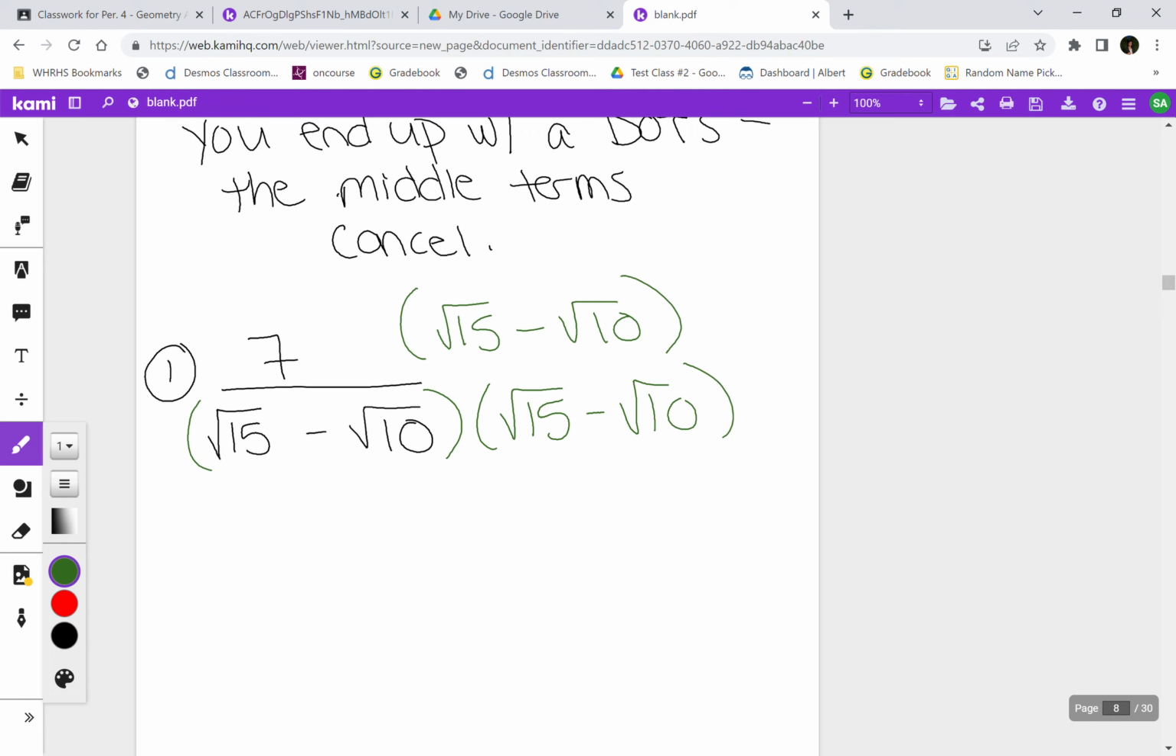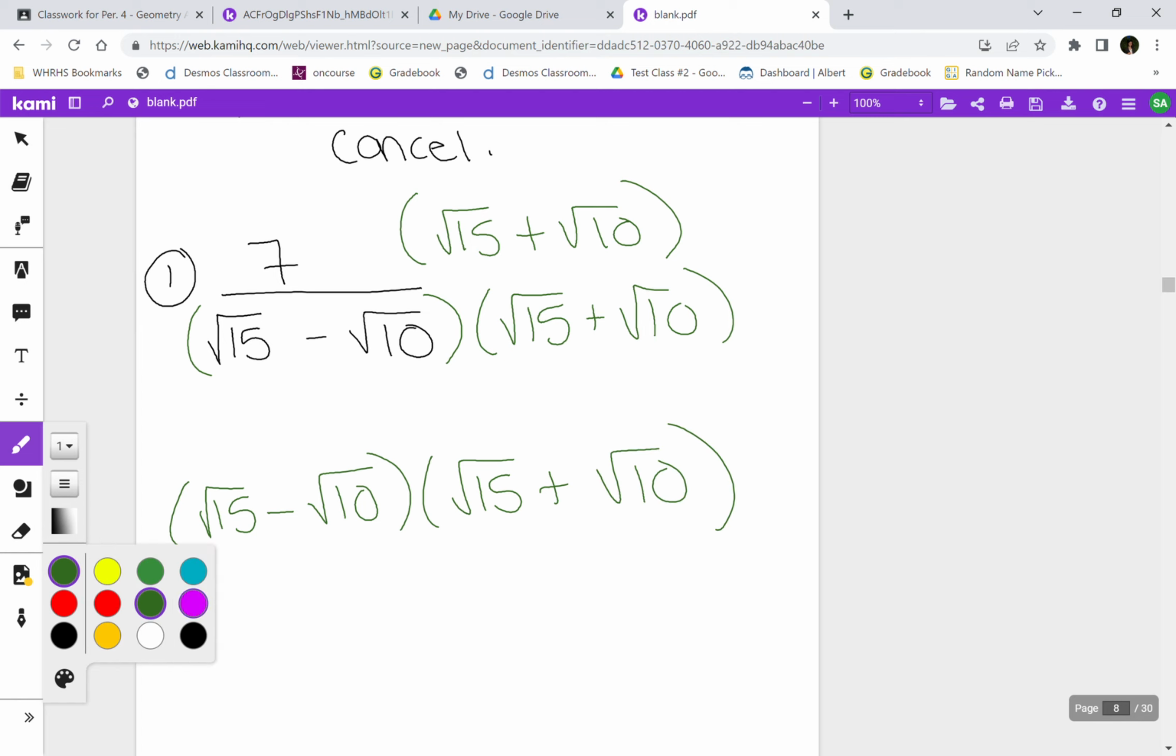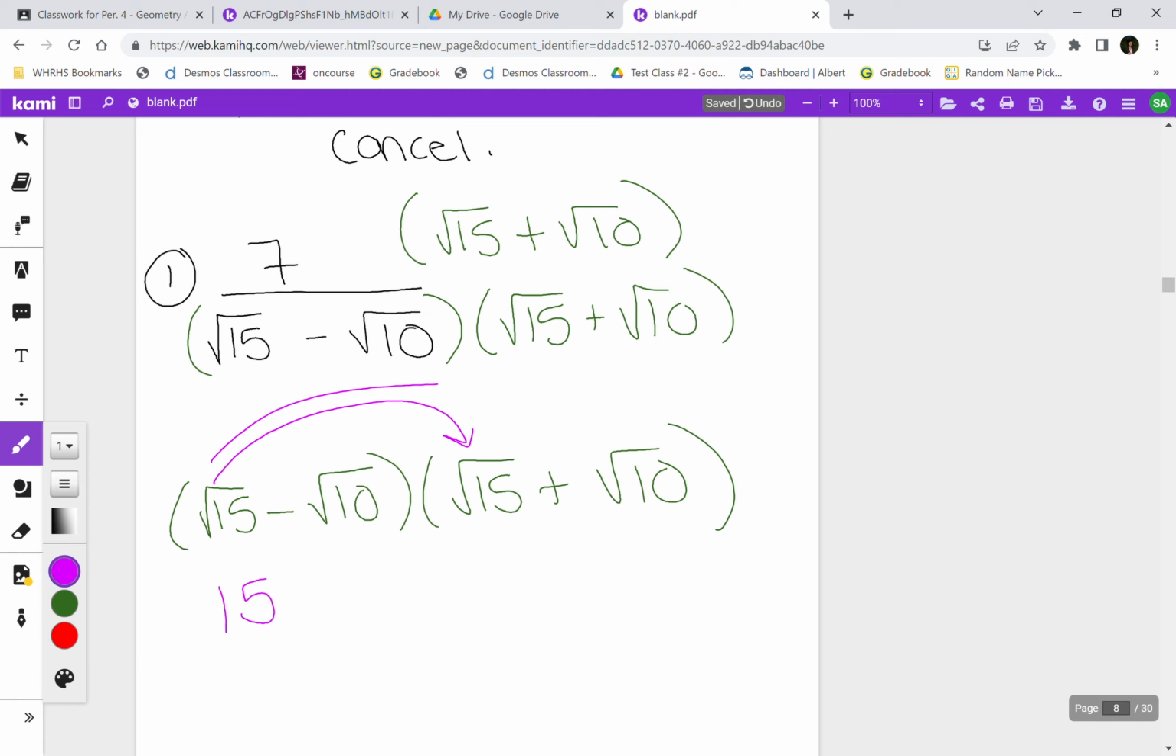I'll show you what happens. So when you have root 15 minus root 10 times root 15 plus root 10, you don't have to show the multiplication. I'm just showing you. Root 15 times root 15 is 15. Root 15 times root 10 is a positive root 150. Negative root 10 times root 15 is a negative root 150. And negative root 10 times root 10 is a negative 10.